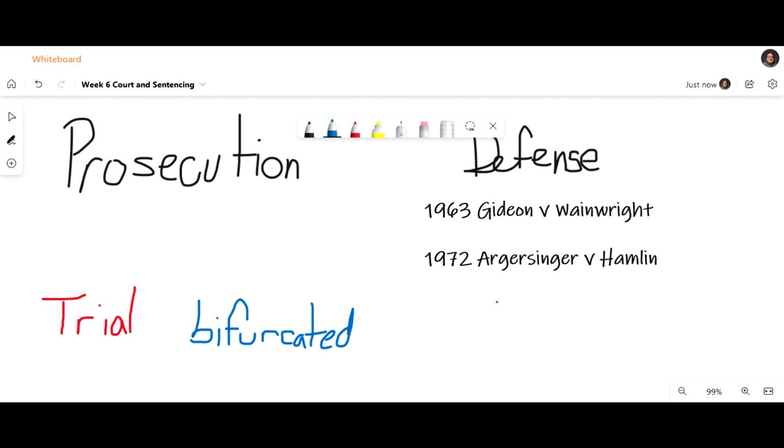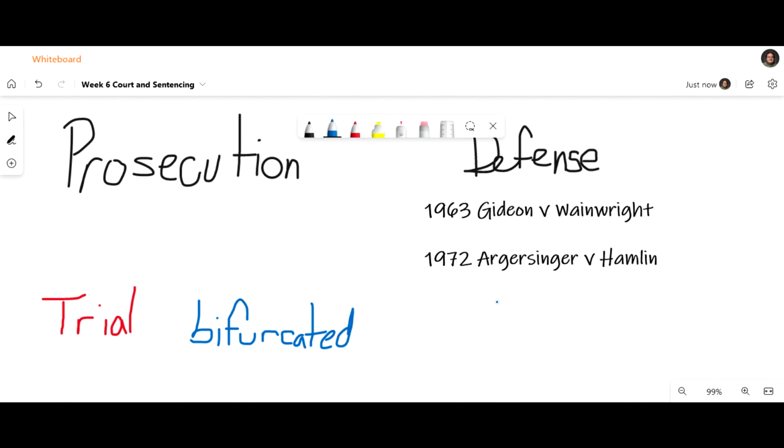So in a case of like death penalty, the decision is actually a bifurcated decision. Bifurcated just means that it's split into two parts. The first part is where the jury renders their verdict on guilt. So they're guilty or not guilty. The second part is where they determine if the individual is deserving of the death penalty or not.